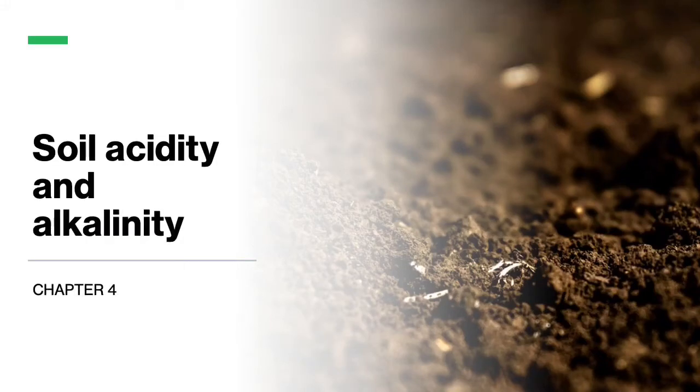Chapter 4 in this course is soil acidity and alkalinity. In this chapter, we are going to learn what soil pH is and what the impacts or effects of soil pH are on nutrient availability and also soil microbes. Later, we are going to learn how we can determine the soil pH and which apparatus is most accurate in determining soil pH.